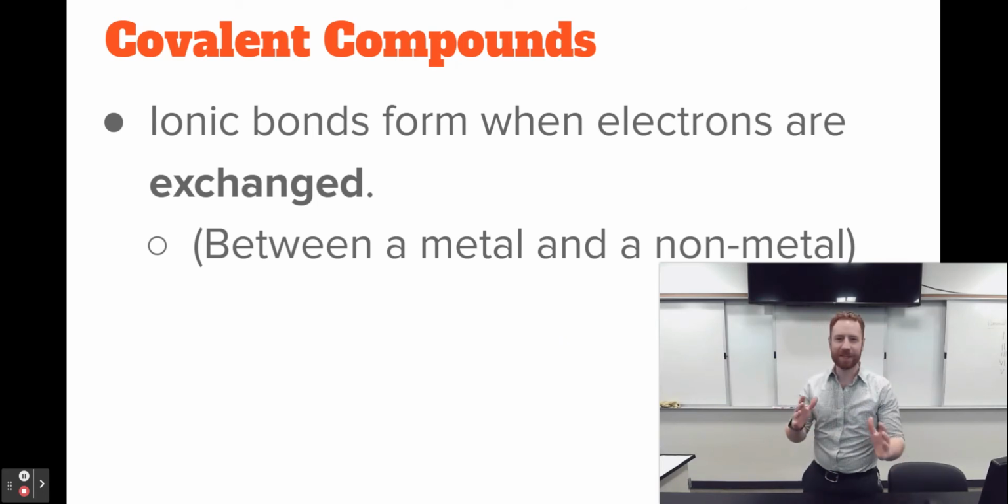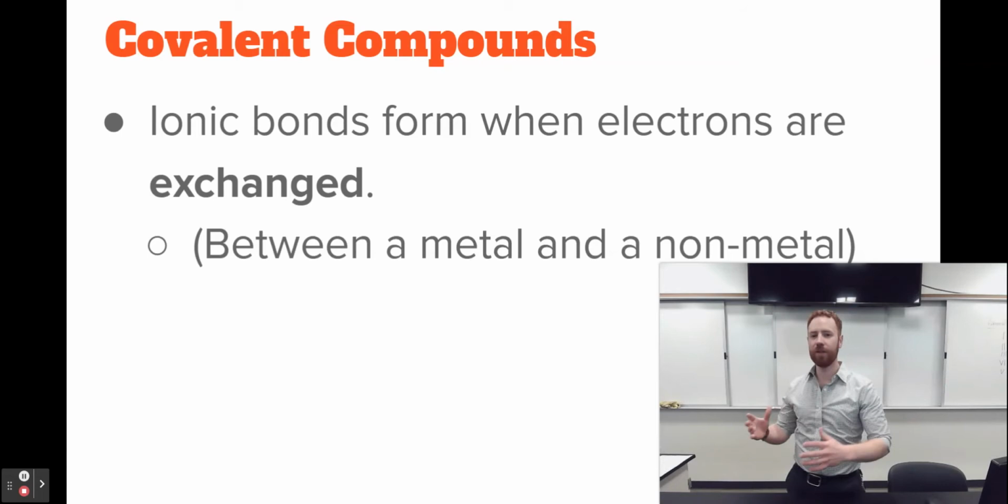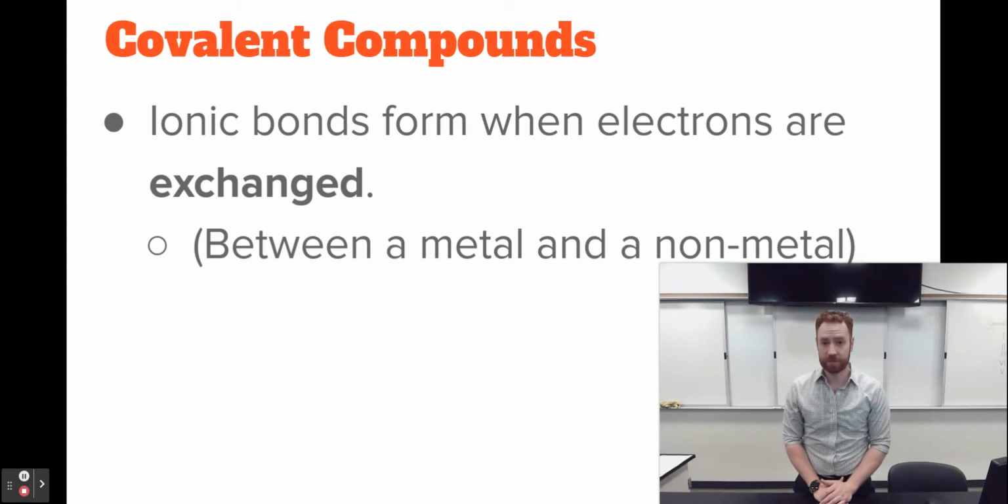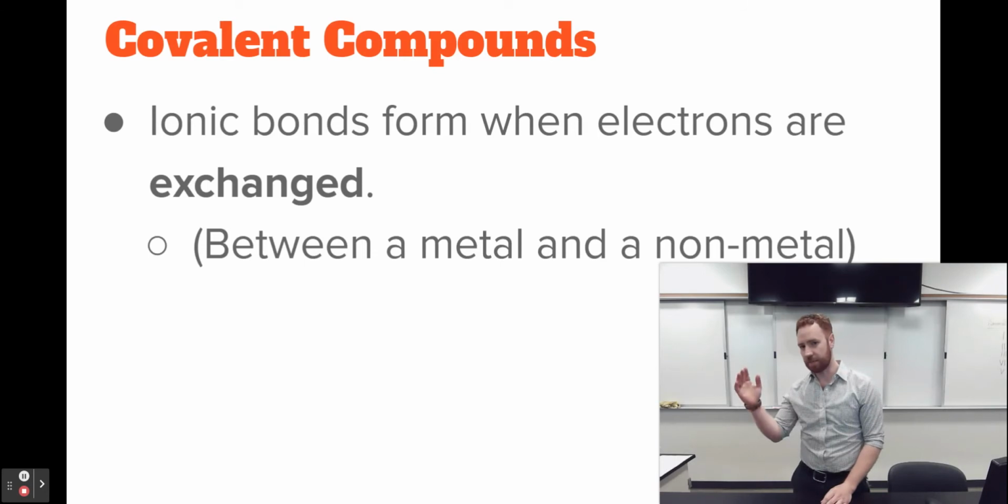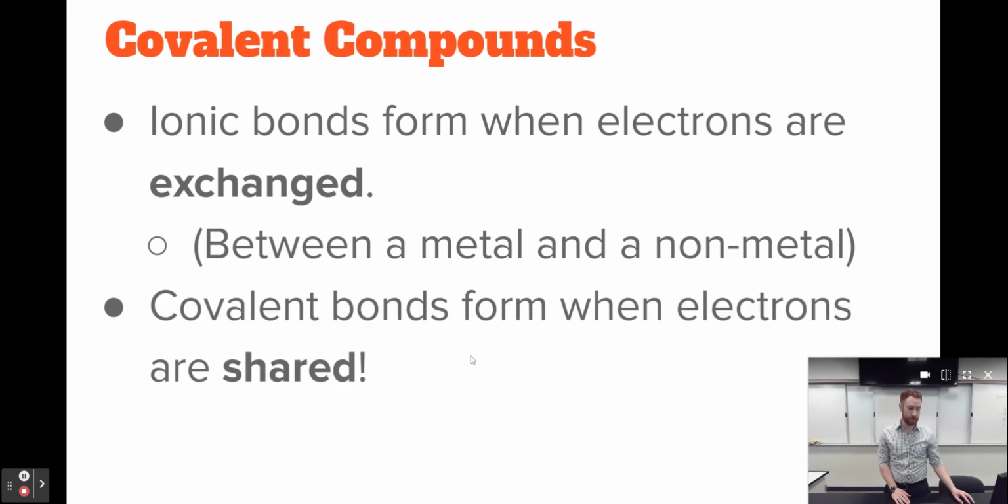That happens between something that can form a cation and something that can form an anion. That is a metal and a nonmetal generally. Could also be a metal and a polyatomic ion. There is also a positive polyatomic ion, so it could be a polyatomic ion and a nonmetal, but bottom line, it's something that forms a positive charge and something that forms a negative charge.